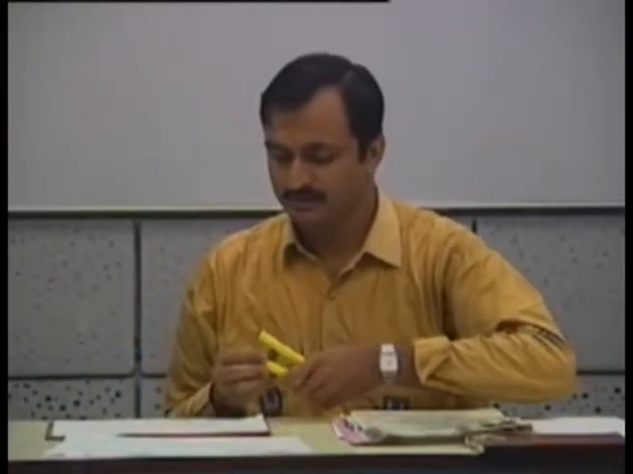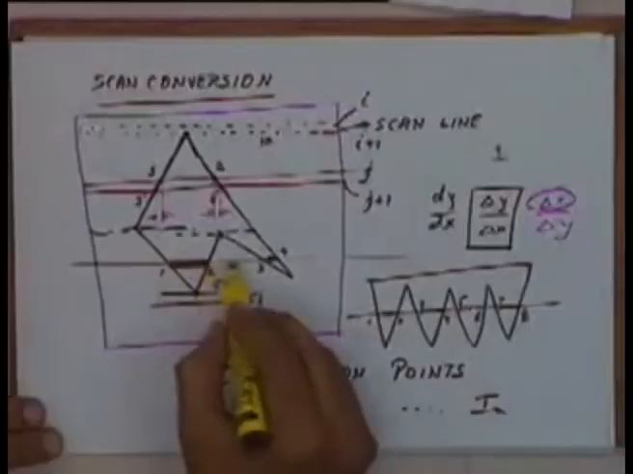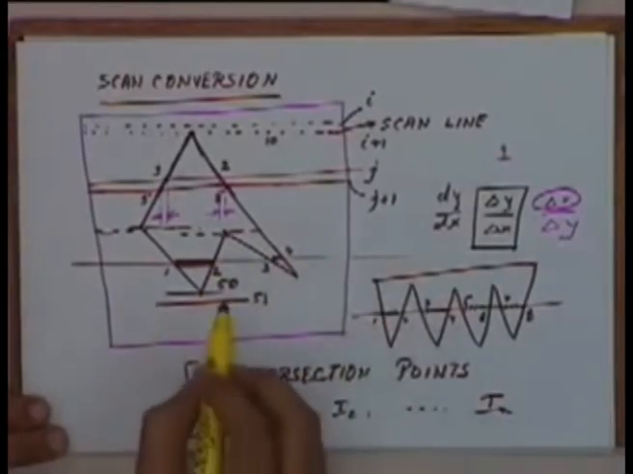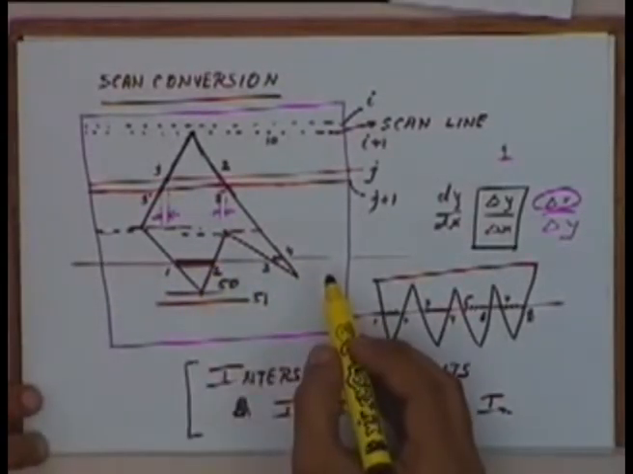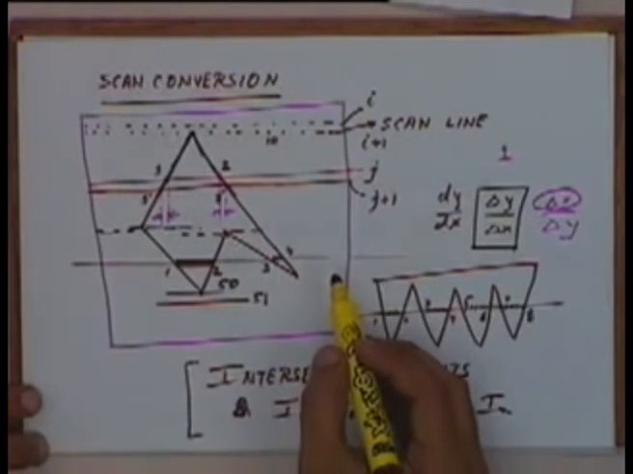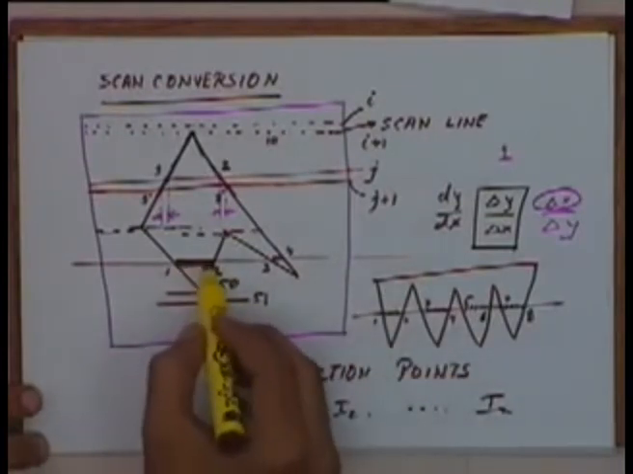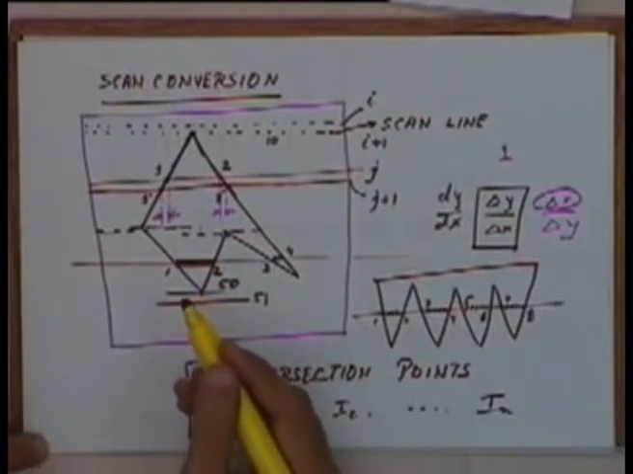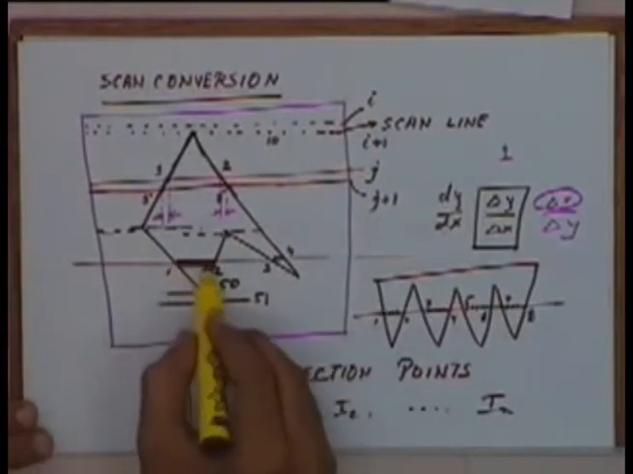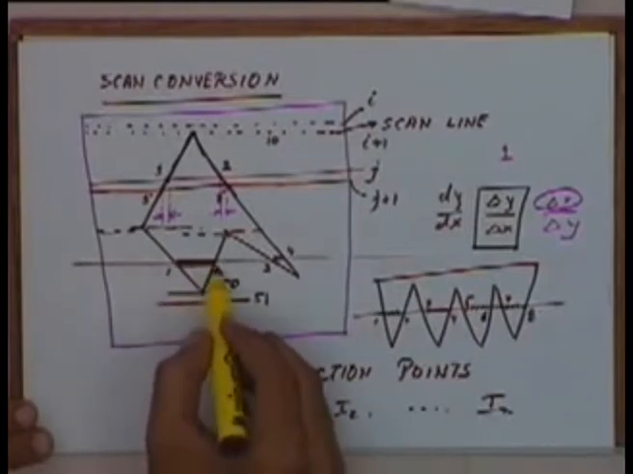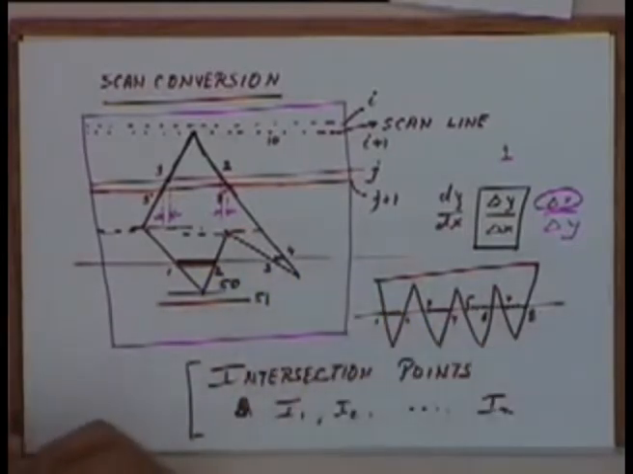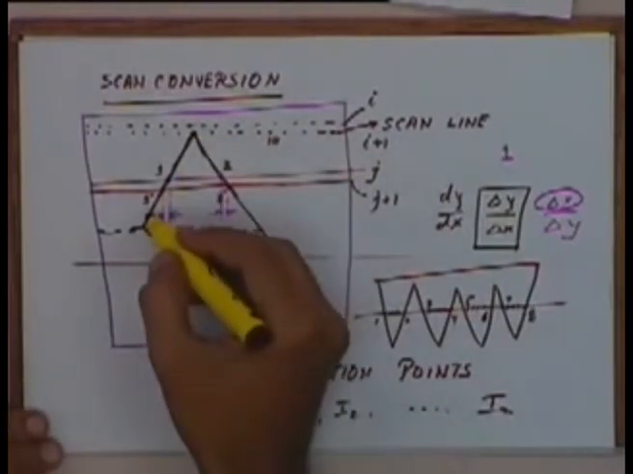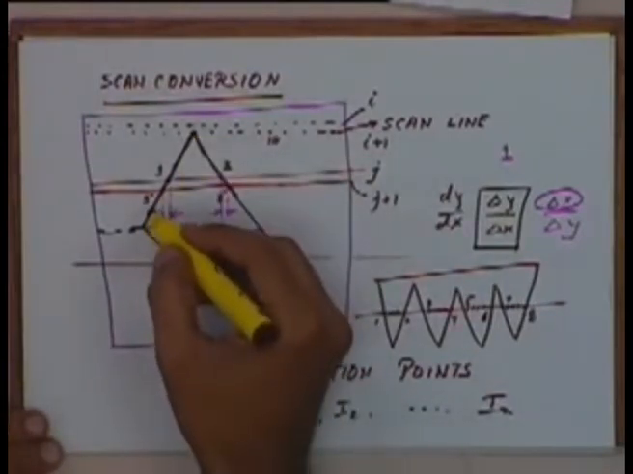If we have intersection points 1, 2, 3, 4, we should always maintain them in the increasing x order. We have seen that alternate sets of pixels are going to be on and alternate sets would be off. So we should take care that these intersections are maintained in an increasing order of x. Whenever we add an edge to it, we'll add it such that it remains in the increasing order of x.